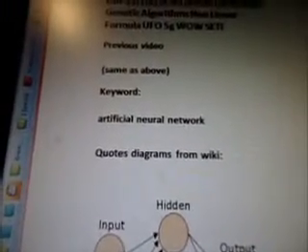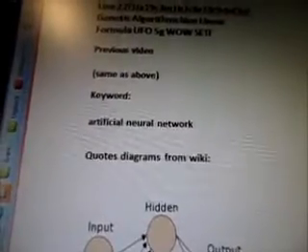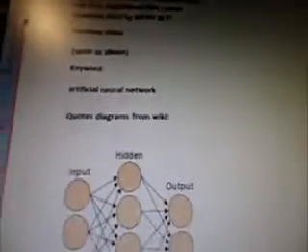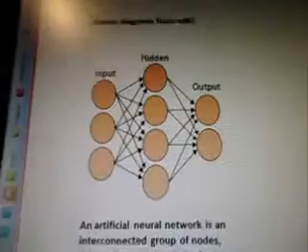And the reason I did that is because there's a bunch of keywords that I had to make several videos for, like 10 of them. So the keyword for this one, the first keyword, was artificial neural network. So, quote, some of the diagrams from Wiki. It says input, hidden, output.